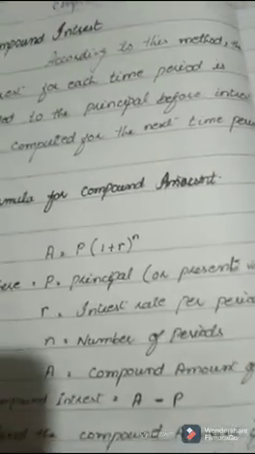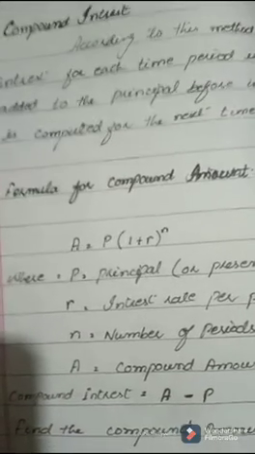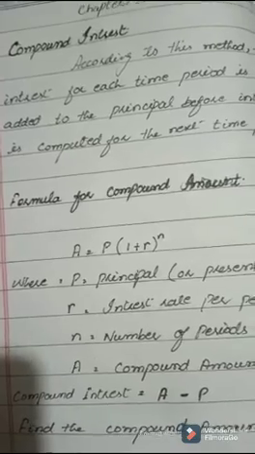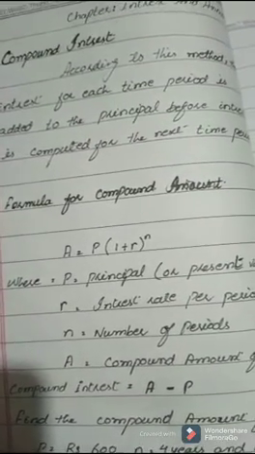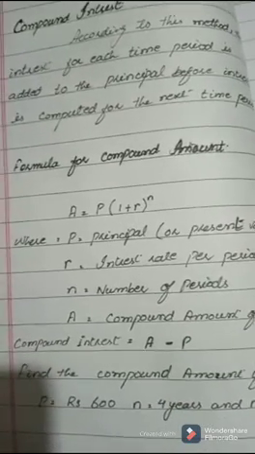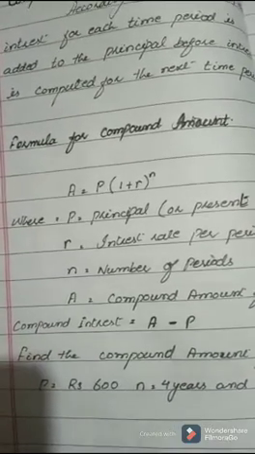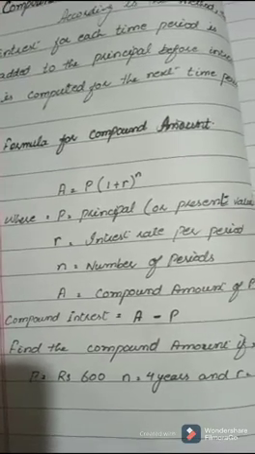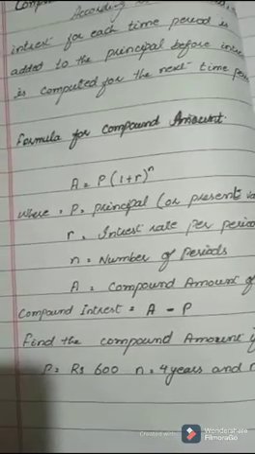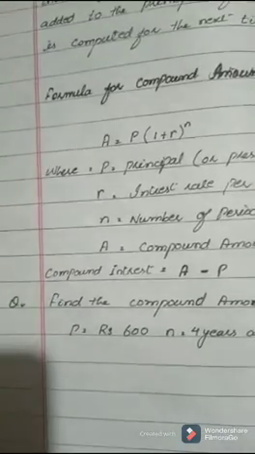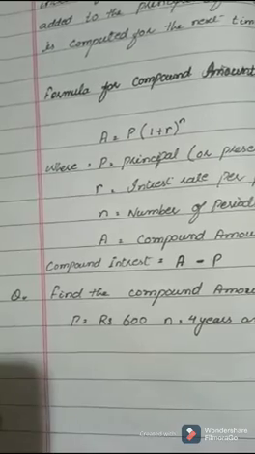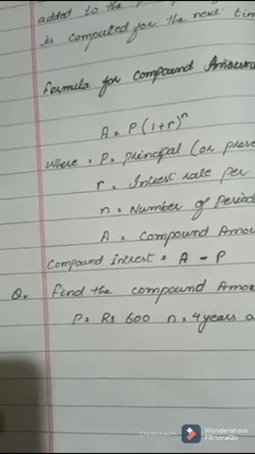A formula for compound amount: A equal to P(1 plus R) raised to the power n, where P equal to the principal, R equal to the interest rate per period, n equal to the number of periods, and A equal to the compound amount or accumulated amount. Compound interest is equal to A minus P, means compound amount minus principal amount.